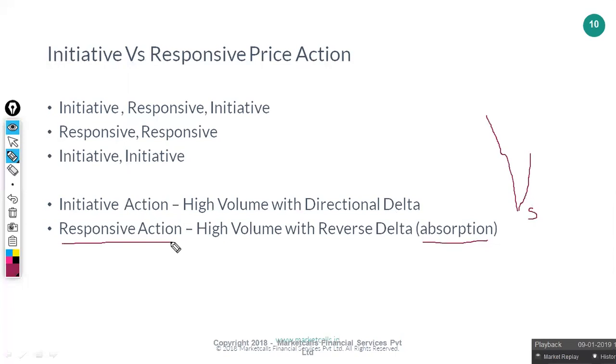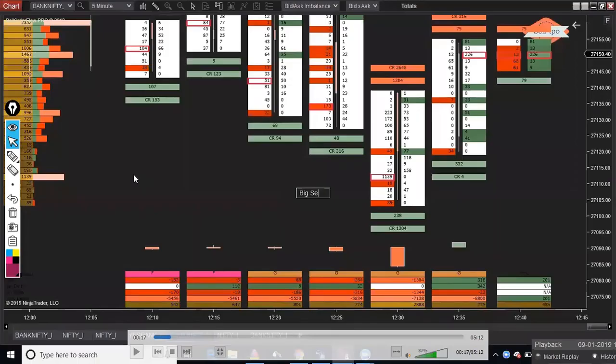In the responsive auction, we call that a trap buyer or a trap seller, right? So I want to show you some live examples. I guess I have some live examples. So here is the video, which I'm going to play now.